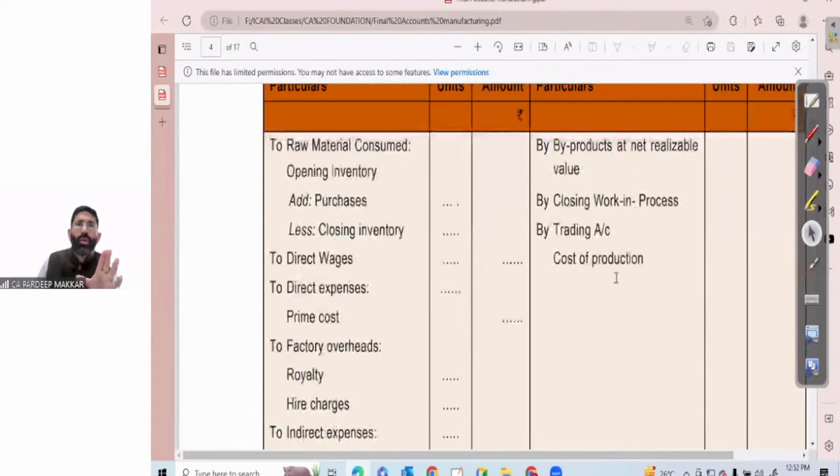First of all, raw material is there. We all know that without raw material, the work is not going to be done in the factories. As we know, there are three types of stock. One is raw material, second is work in progress, third is finished goods in this case. So, first of all, raw material is there.